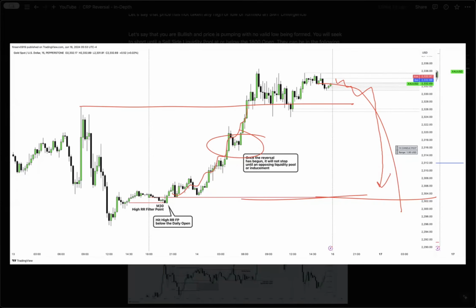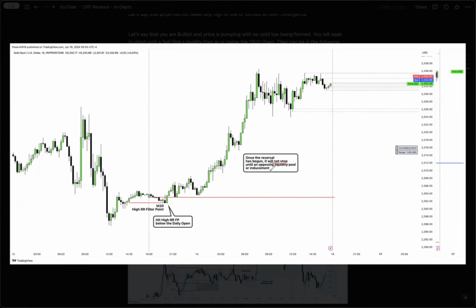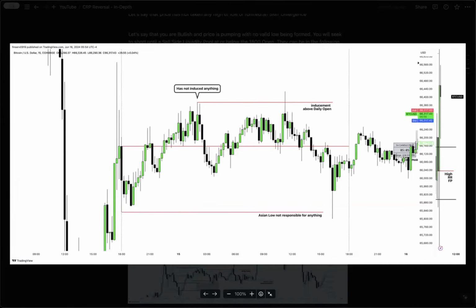All right. So once the reversal begins, it will not stop until an opposing liquidity pool or an inducement point. Right? Next. This high right here, Asian high, I think it's the Asian, yeah. This Asian high has not induced anything. What is there to induce? Nothing, right? Not done anything.